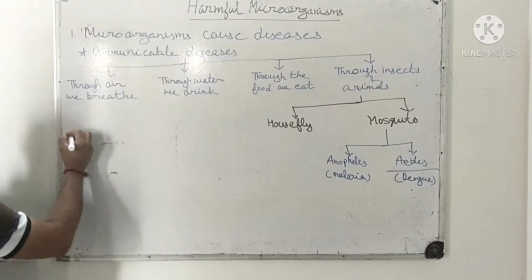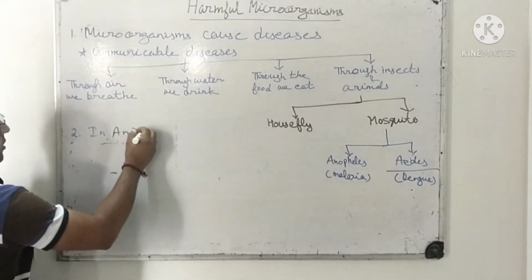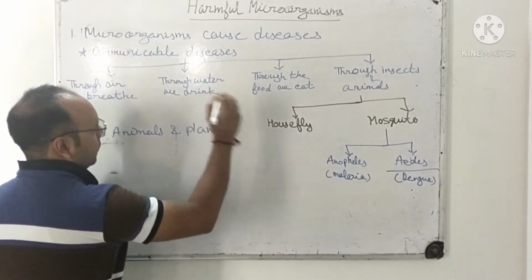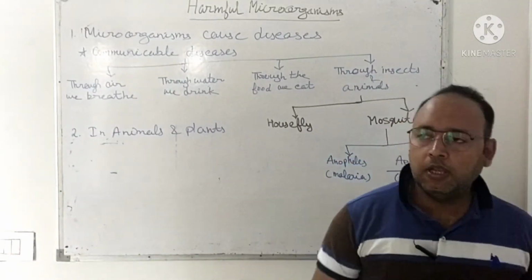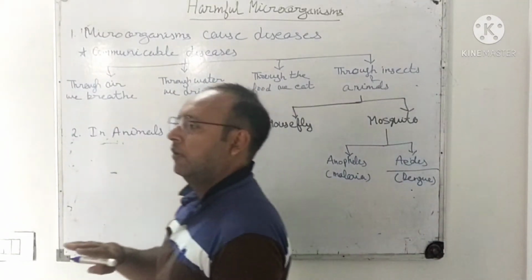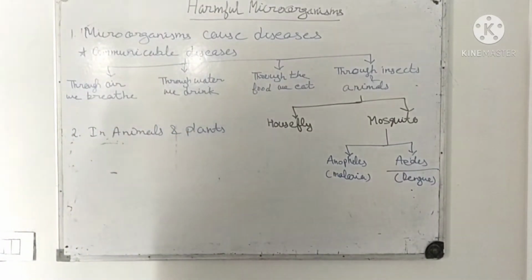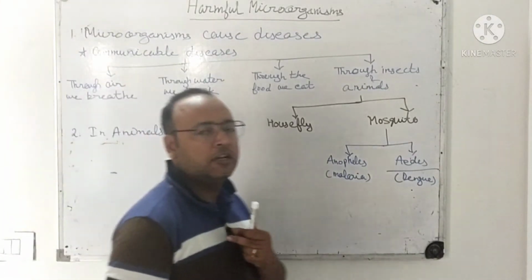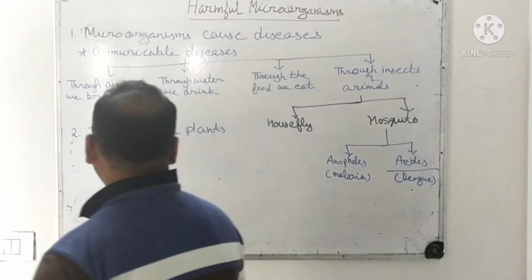Microorganisms cause diseases in animals and plants also. As they are harmful and transfer diseases in human beings, in the same way they create diseases in animals as well as plants. So in animals and plants there are a number of diseases. The table is given in the NCERT book, so we can go through it there.